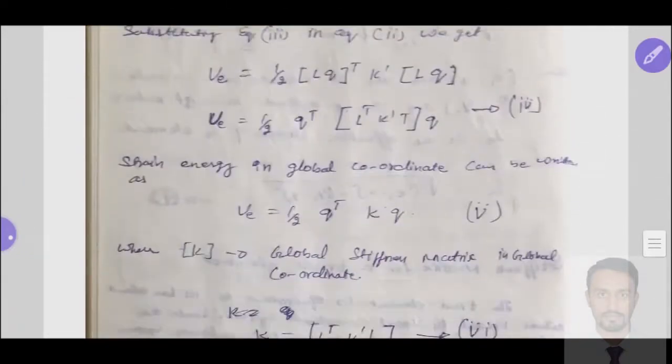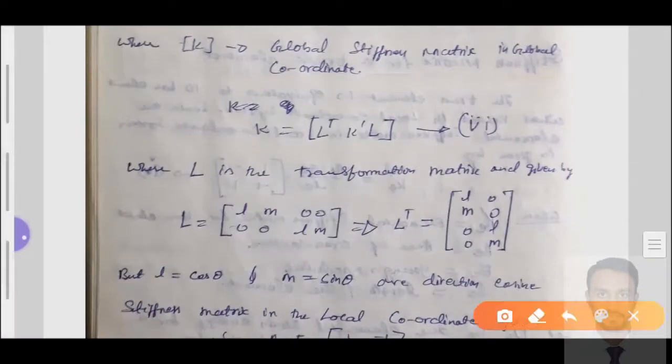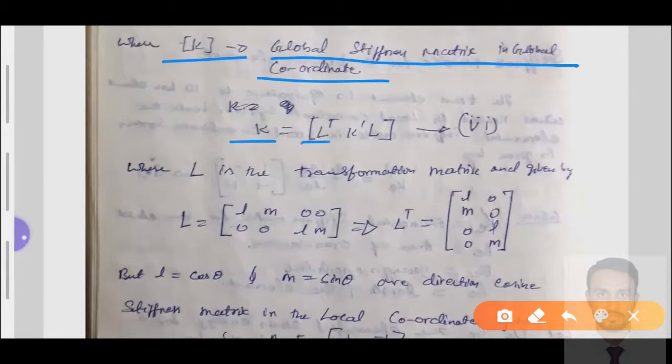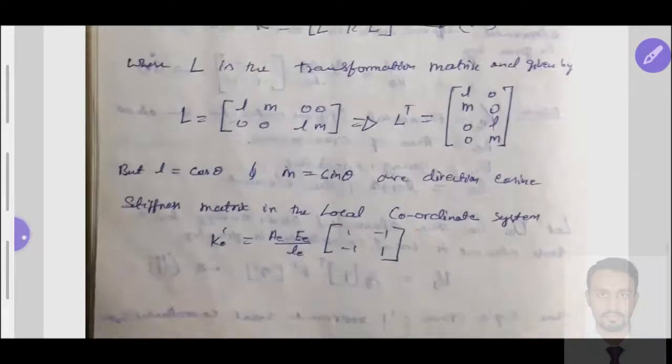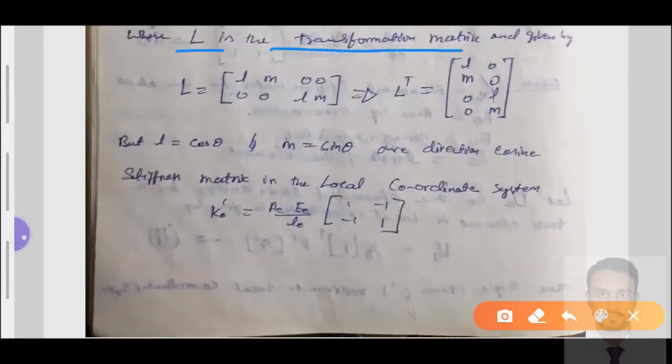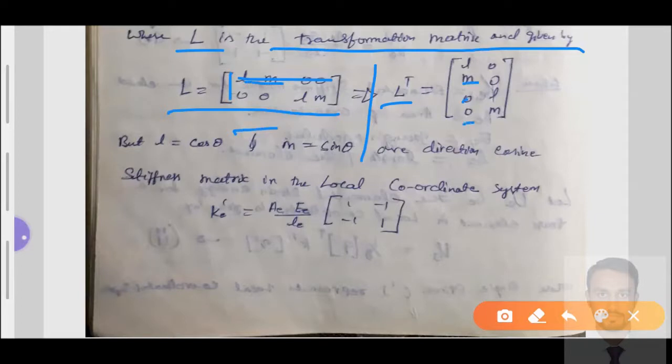So now that we have all the values, this is called the global stiffness matrix for a truss element: K is equal to L transpose K dash L. We got this from this equation, right? We have written it here. So L is the transformation matrix, and we have derived the L transpose matrix. LT is equal to rows becoming columns, columns becoming rows, right? So we have L M 0 0, 0 0 L M.